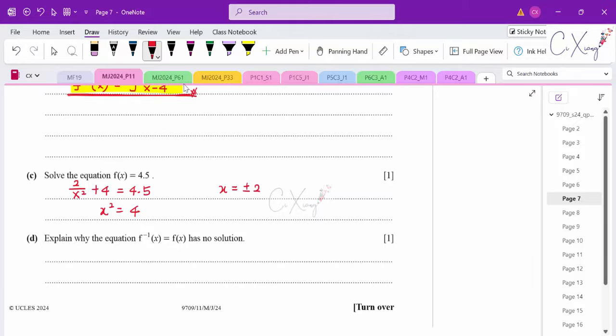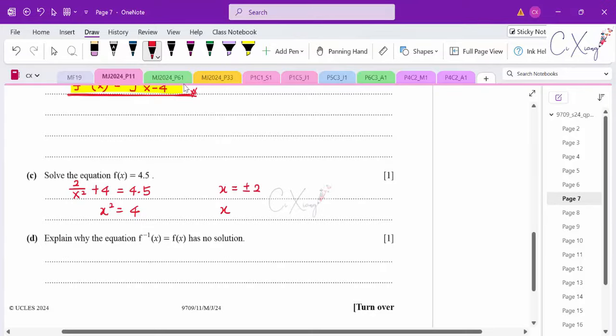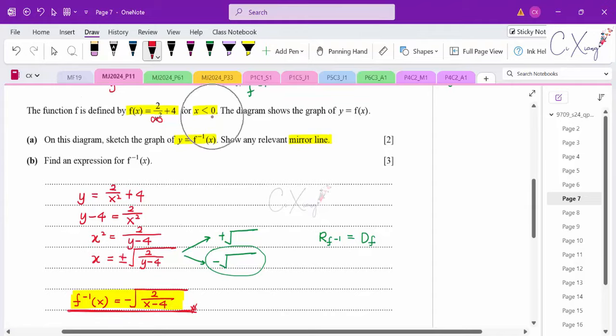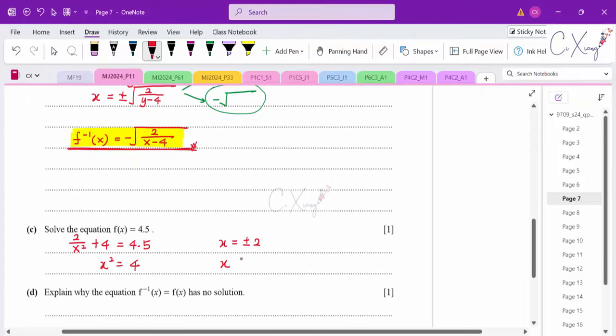Then should I accept both as the answer, or should I accept only one answer? Since in the question itself they told us that I only want to consider the domain smaller than 0, for this answer I only accept the one which is smaller than 0. Therefore, this is the correct answer for this question.